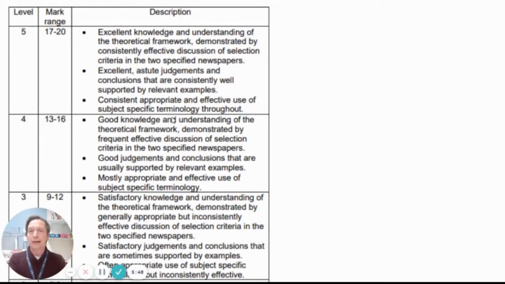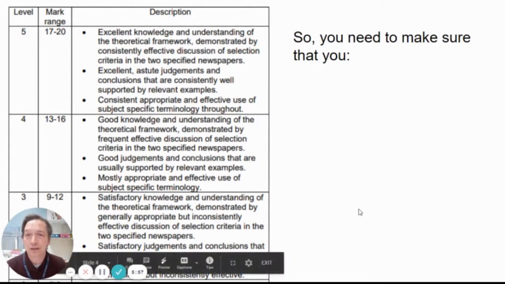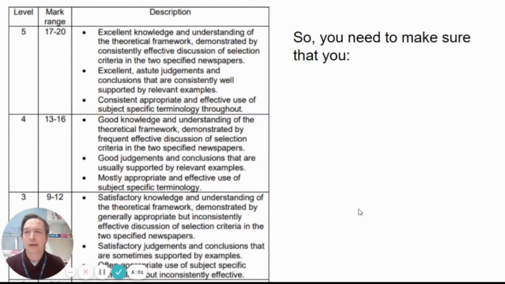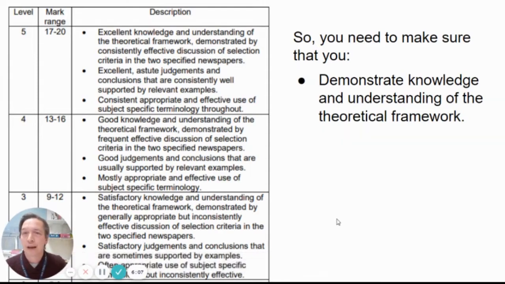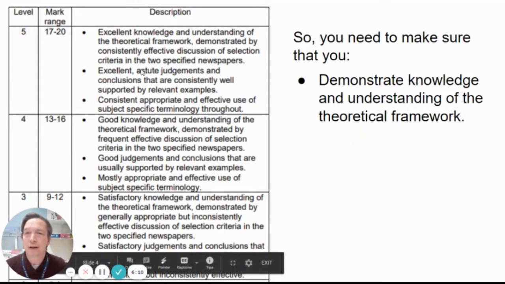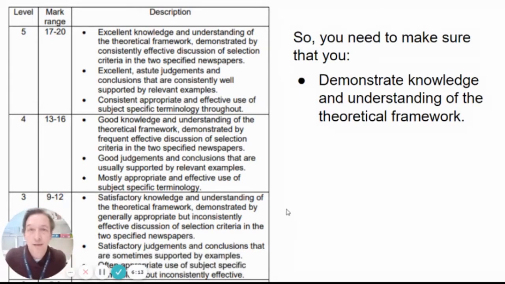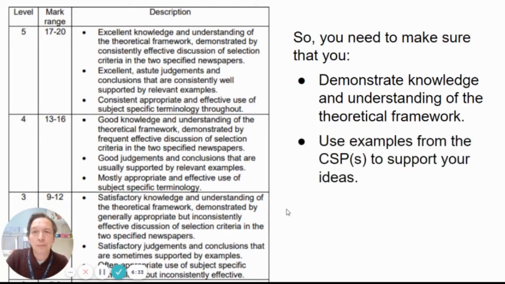So let's have a look at what you're being assessed on. The first bullet point says, excellent knowledge and understanding of the theoretical framework, demonstrated by consistently effective discussion of selection criteria in the 2 specified newspapers. So what that's basically asking you to do is demonstrate your knowledge and understanding of the theoretical framework. Okay, well, it's talking here about the discussion of selection criteria. So how do newspapers select news? Well, hopefully you'll know that because we did that a few lessons ago. We looked at news values, we looked at the 5 Ws, and those are theories that you can apply, Galtung and Ruge, for example. We've got examples from the CSPs.